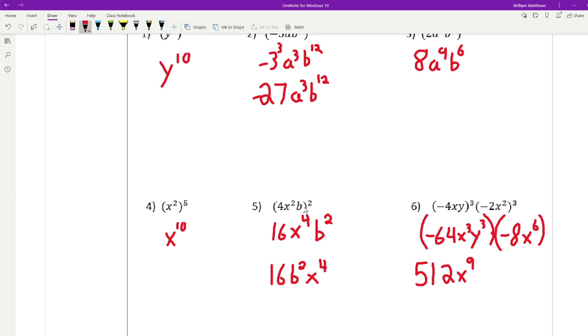So in all these examples, we're raising the power to each one, which means we multiply. Now we are multiplying, which means that we add the powers. There's only one y base, so we can just leave it as y to the power of 3. So my final answer for number 6 is 512, x to the power of 9, y to the power of 3.